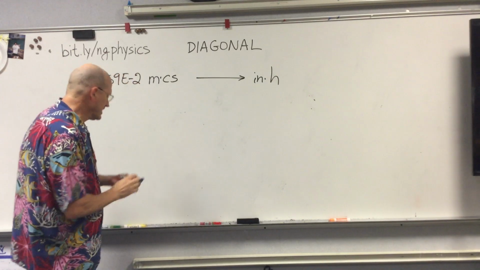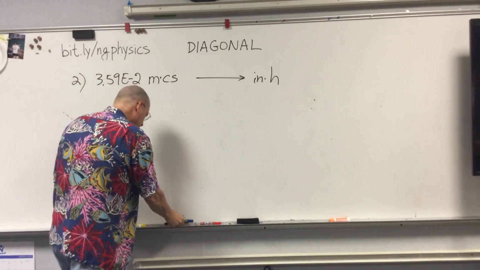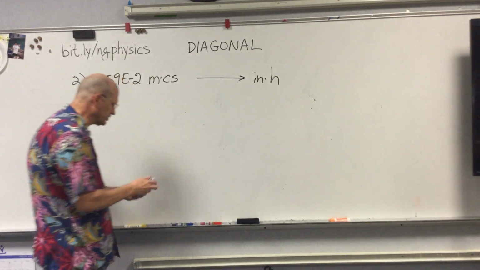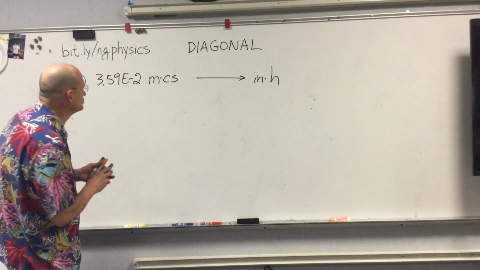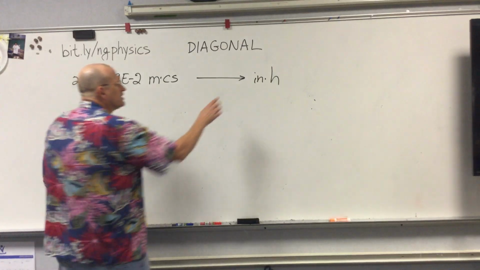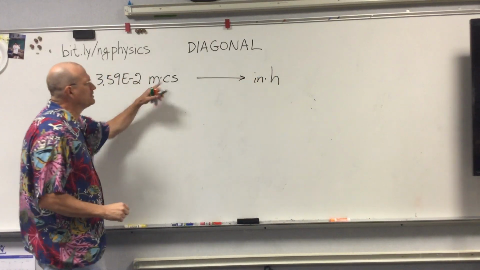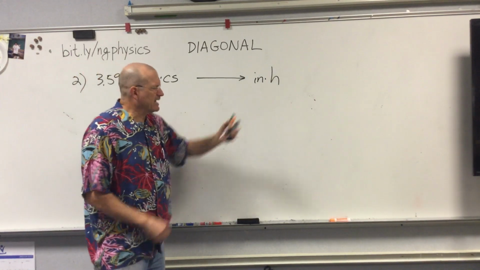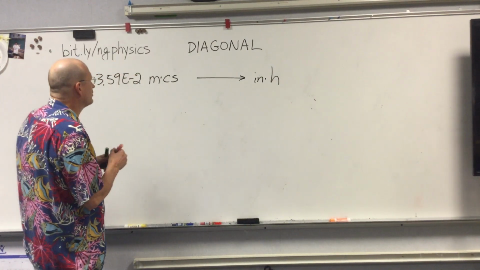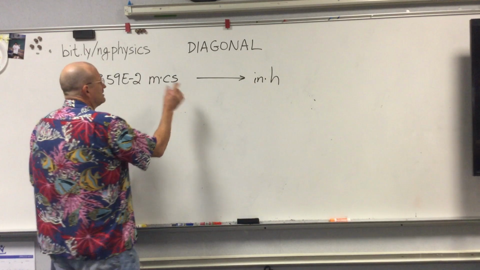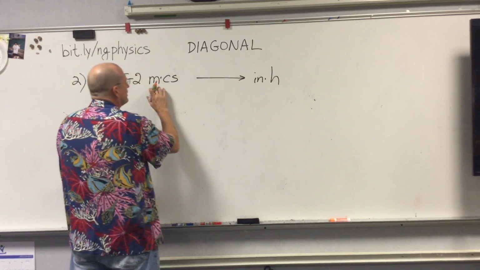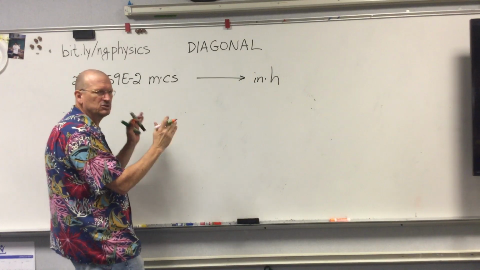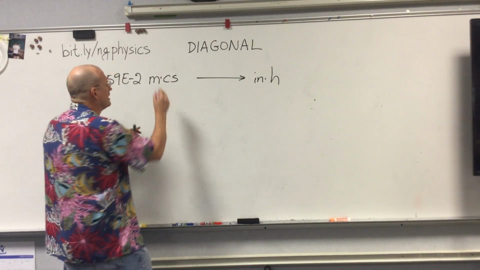Okay? Now again, I'm going to use 2 different colors this time. I'll go with green and orange this time. So the 2 things that we need to do are take meters to inches, and then we need to take centiseconds to hours. So I'm going to start with the orange this time, and if we only focus on the meter to inch conversion, because remember, you can only change 1 unit at a time.